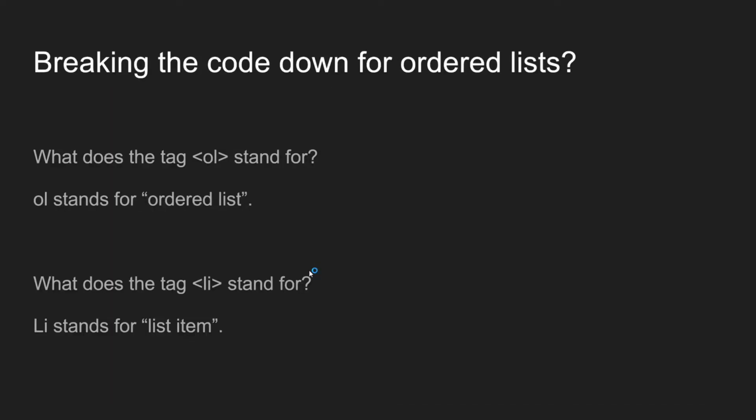Let's go ahead and break down the code for ordered lists. So what does the OL tag stand for? As I just told you, it stands for ordered list. And again, what does the LI tag stand for? It stands for list item.